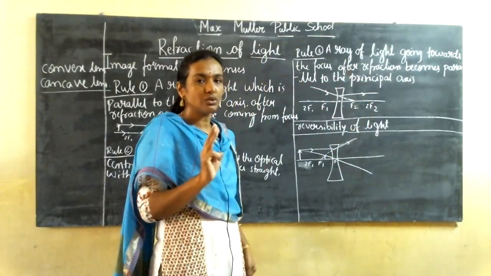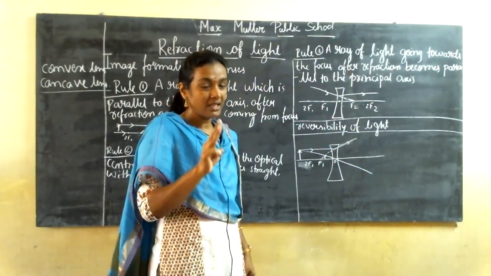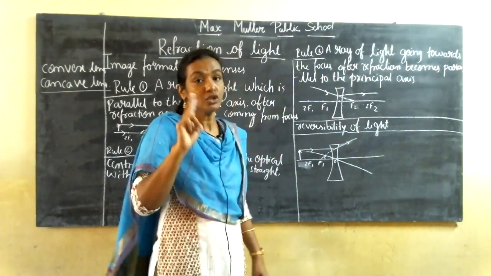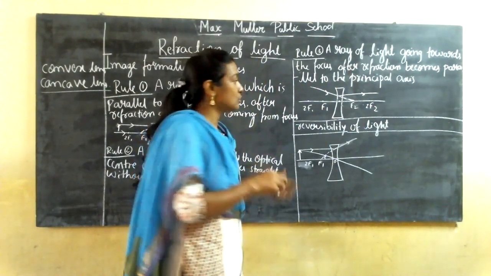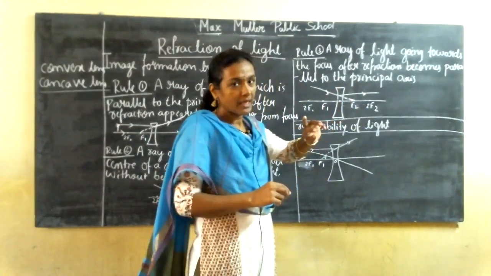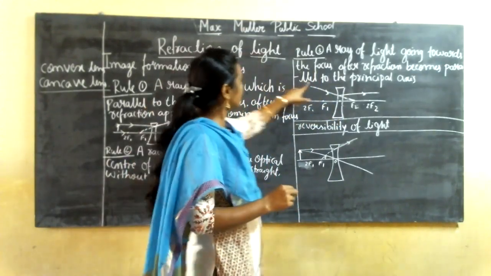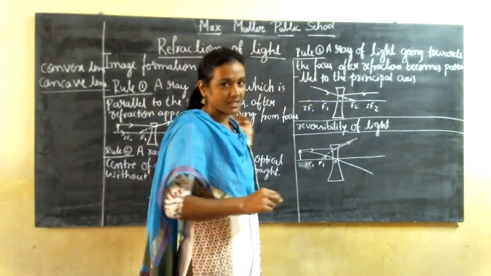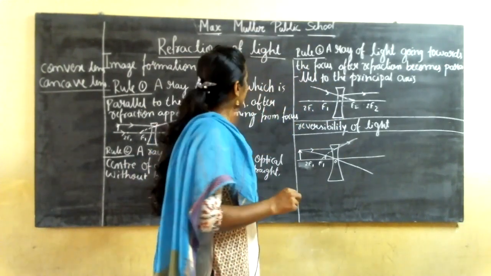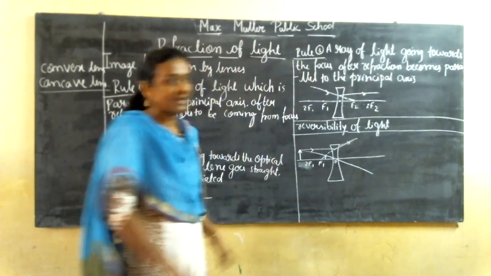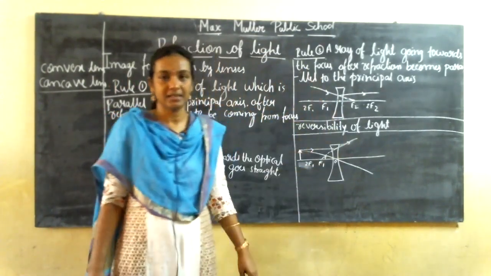These rules you have to use while drawing the ray diagram. Not all three; at least you have to use two rules to get the image. Clear my point? Here the first rule and the third rule are opposite of each other, because of the reversibility of light.